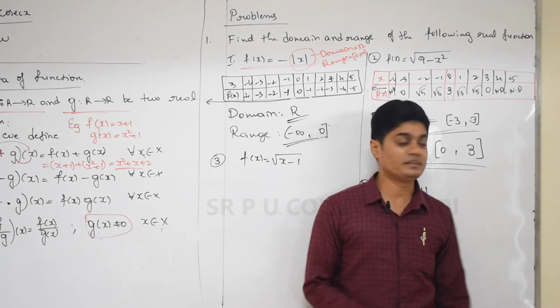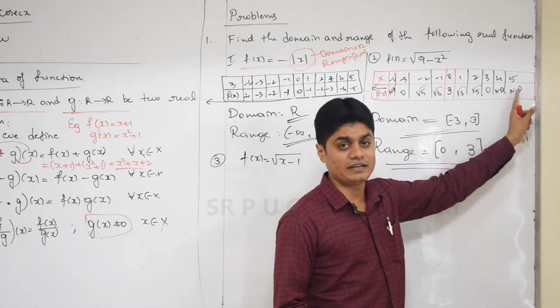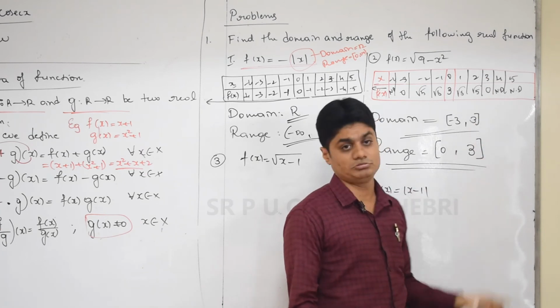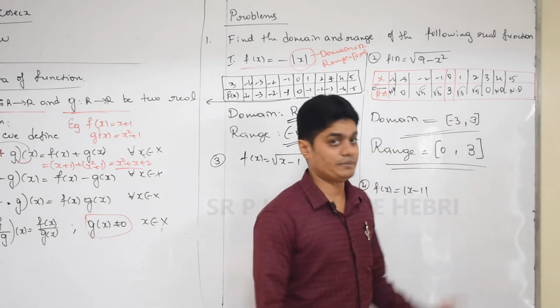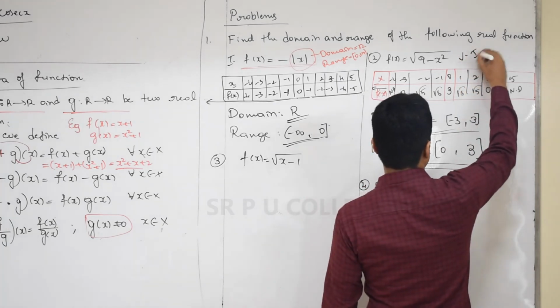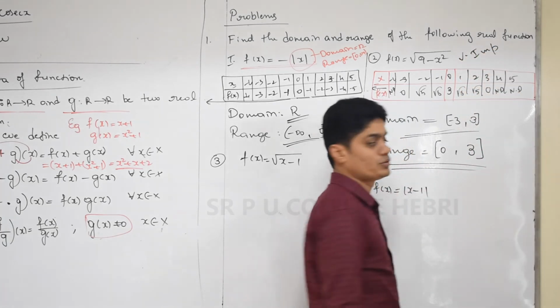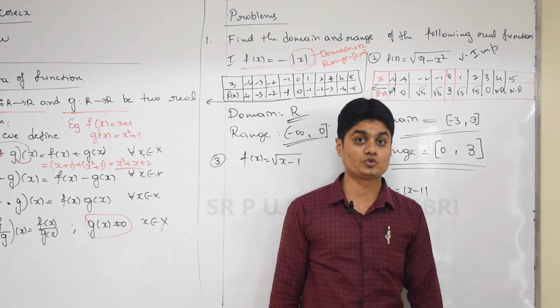Be careful while writing the values in the table method. If the values here are wrong, you will definitely get the wrong answer for domain and range. So I hope you understood. Remember, this is one very important question for 2 marks, right? Domain and range, root of 9 minus x square for 2 marks. Remember that, okay?